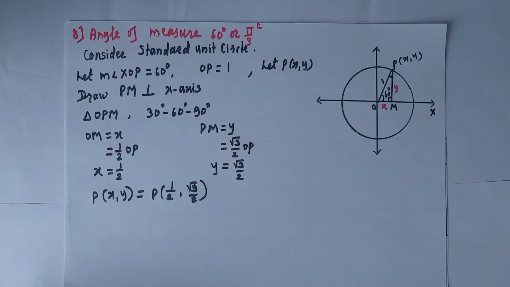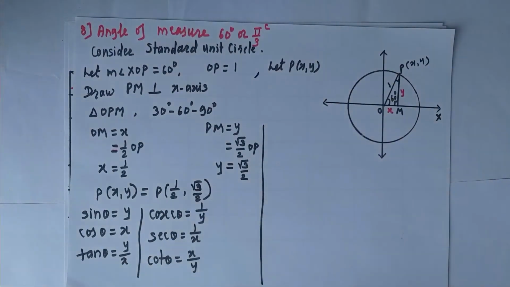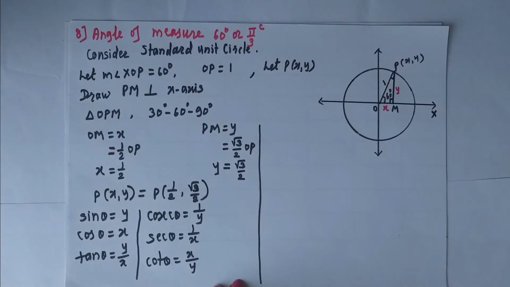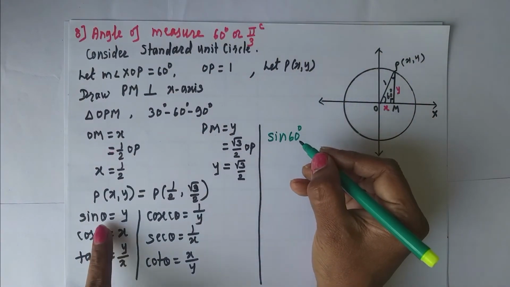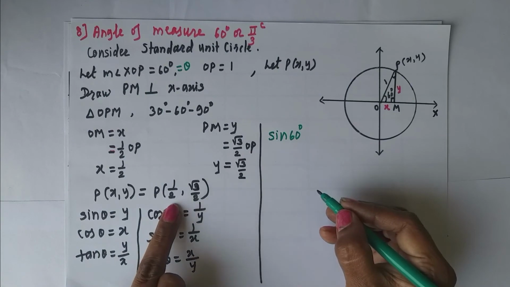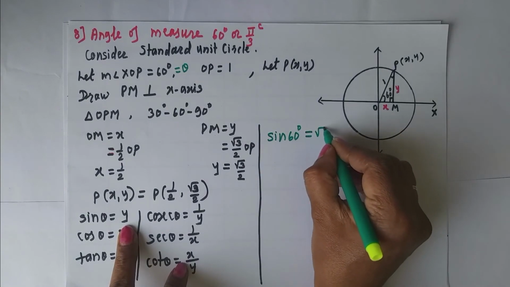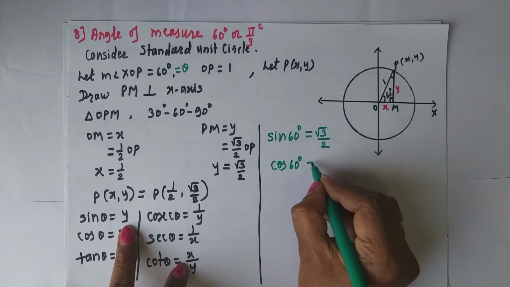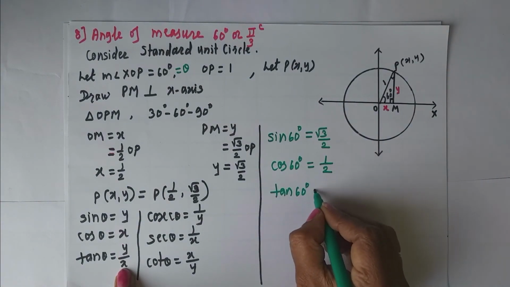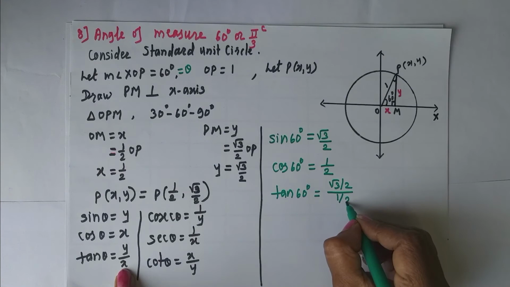Then we will write the trigonometric functions in terms of the standard unit circle. Now we will find all the 6 trigonometric functions of the angle 60 degrees. Sine 60 degrees: in this formula you keep the values. This is our theta, 60 degrees, and the value of x is 1 by 2, the value of y is root 3 by 2. Now the value of y is root 3 by 2, therefore sine 60 is root 3 by 2. Cos 60 is x, the value of x is half. Then tan 60 is y by x, that is root 3 by 2 divided by 1 by 2, that is root 3.